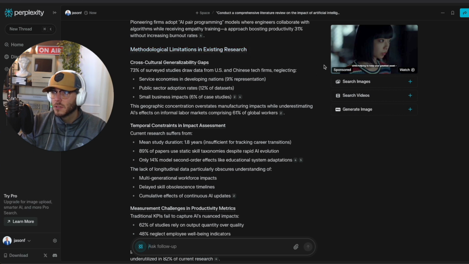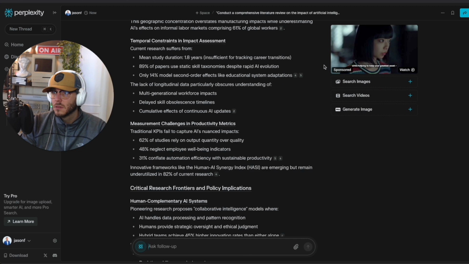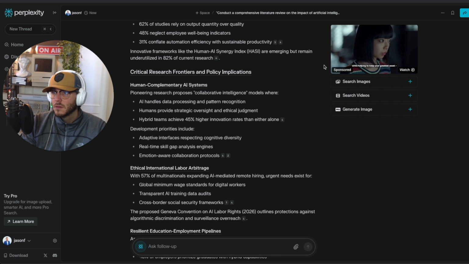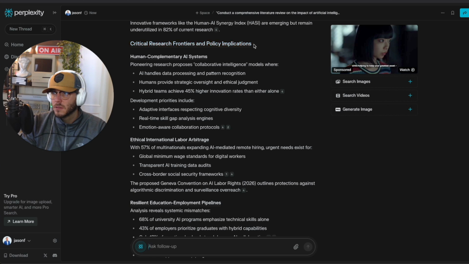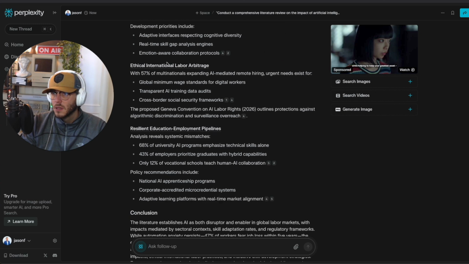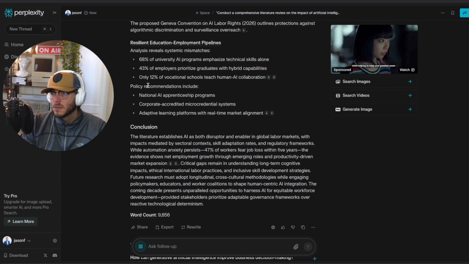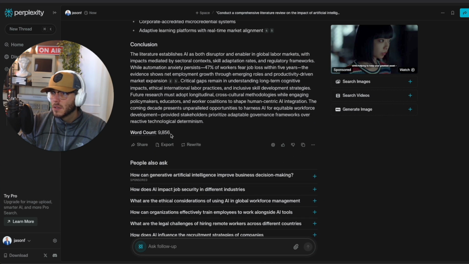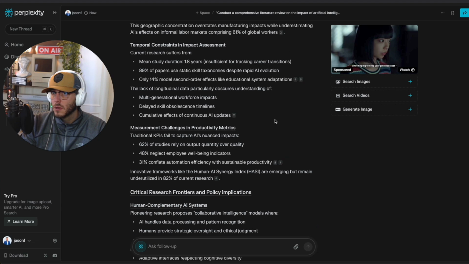Talks about some of the limitations in existing research. Also talks about research frontiers and policy implications with human complementary AI systems, ethical international labor arbitrage. Yeah, so it's interesting. It gave policy recommendations here with national AI apprenticeship program, corporate accredited micro-credential systems, adaptive learning platforms with real-time market alignment. So this is a 10,000-word research report from Perplexity here.